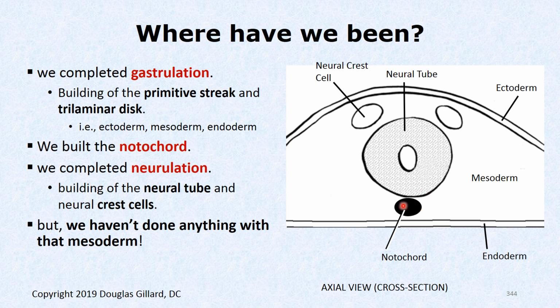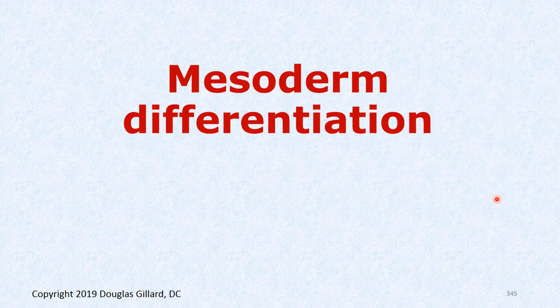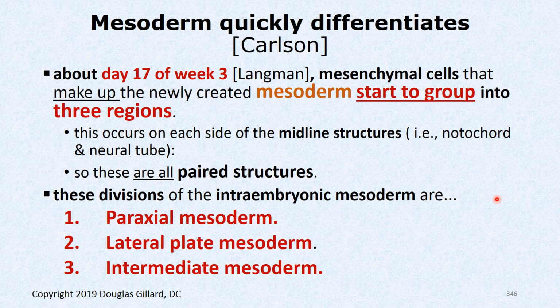We've built a nodal cord, or we're in the process of, this shows it complete, but we're actually in the process of starting a nodal cord, or a neural tube to form. So neural crest cells will be forming later. So that's where we are. We haven't talked about mesoderm differentiation, and that's a very, very important topic. So that's what this video is going to be about.